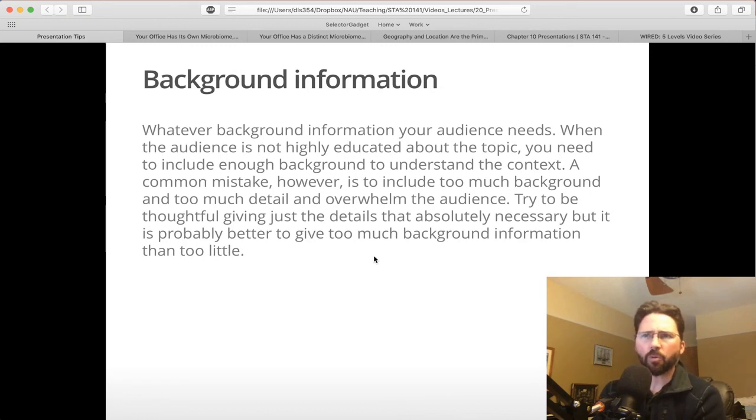Now, you don't want to give too much background because otherwise you never get to the point and the audience is just waiting and waiting and waiting for you to finally say something that they actually care about as opposed to just giving background detail. It's probably better to give a little more detail than absolutely necessary, but if you overwhelm people with background detail, they're going to be very annoyed.